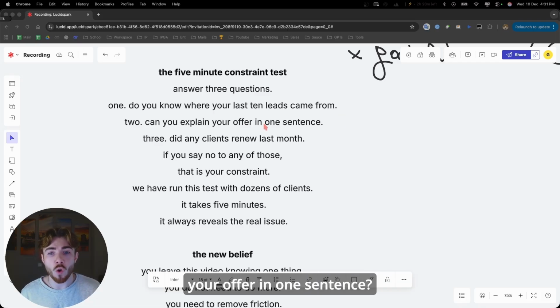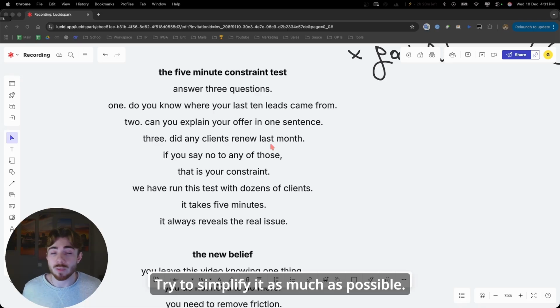Two: can you explain your offer in one sentence? What I told you earlier. Can you say it in one sentence? Yes or no? If yes, again, you know what you're doing. If no, try to work on it. Try to simplify it as much as possible.